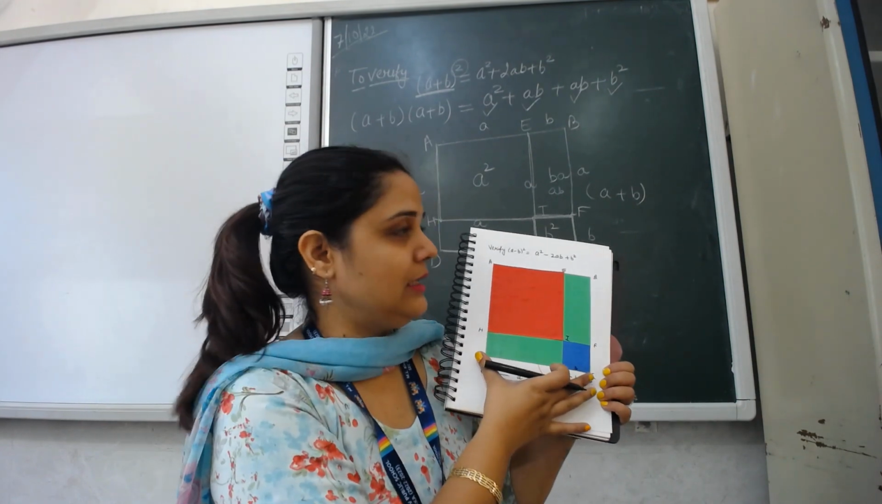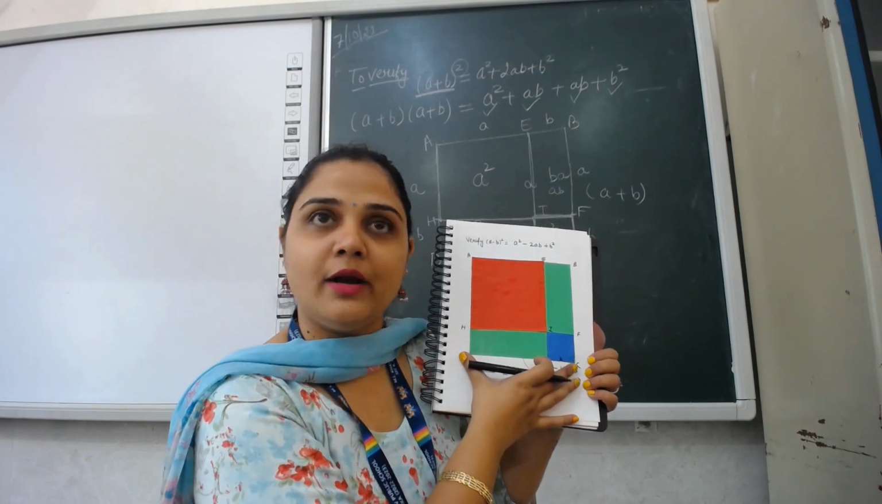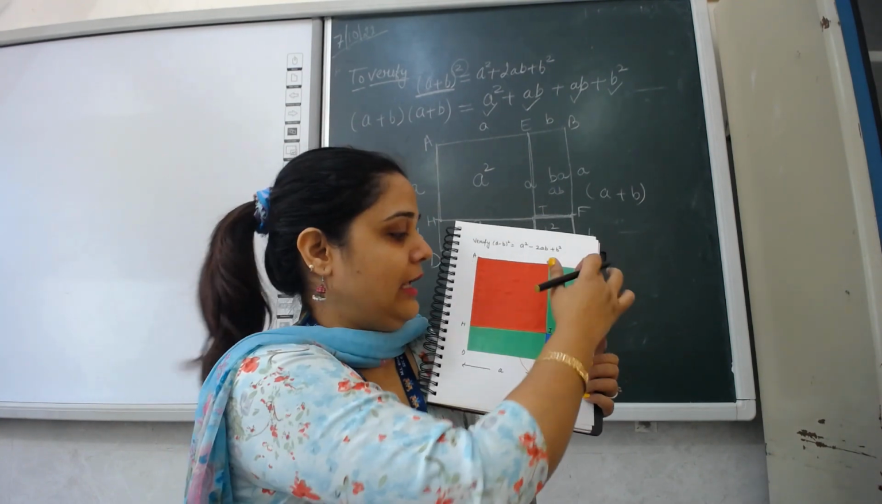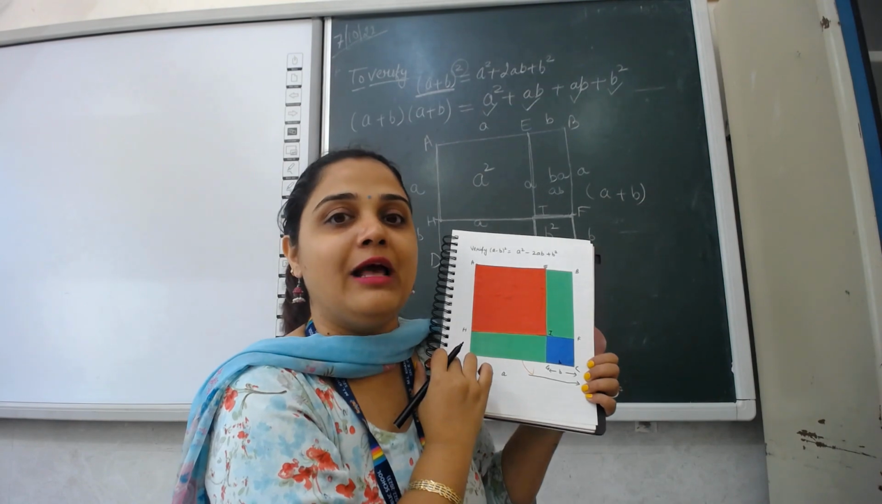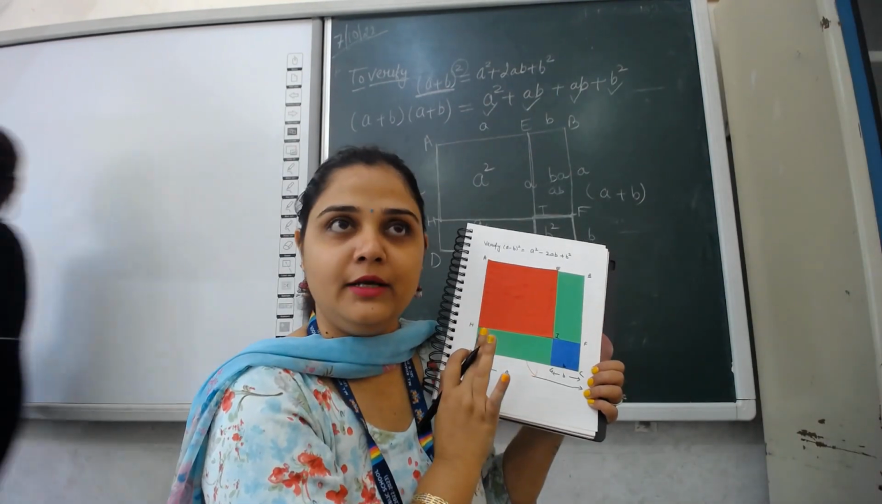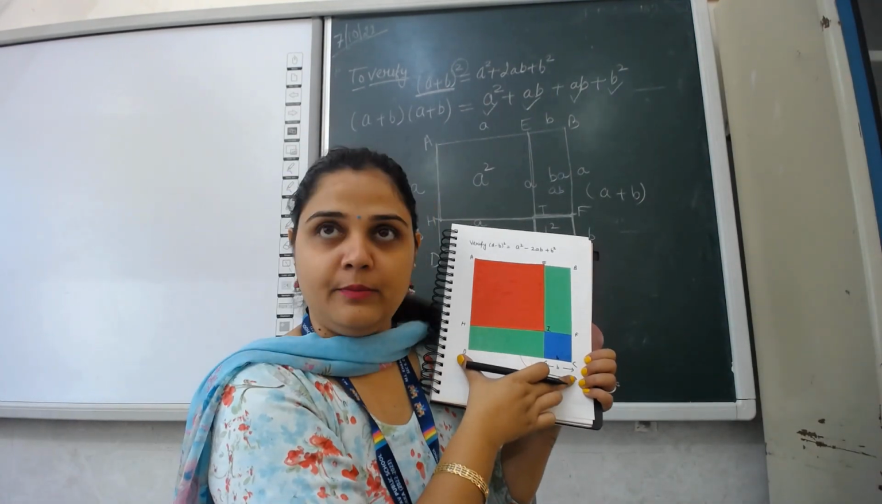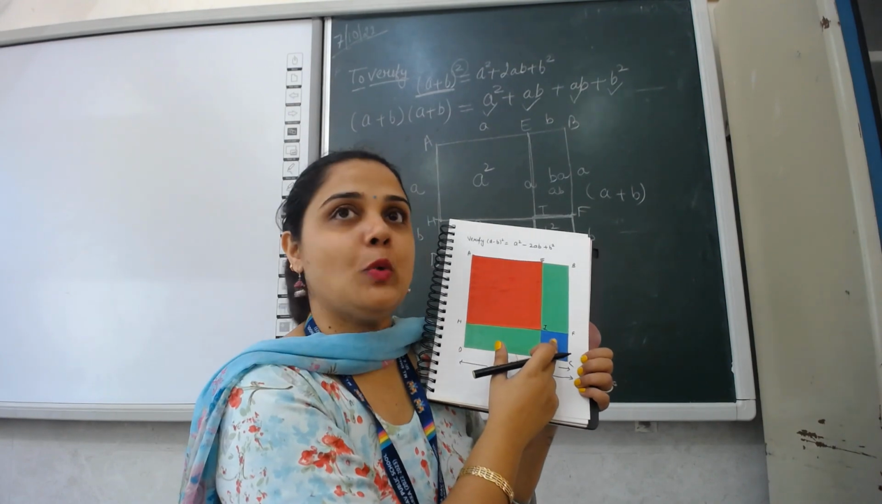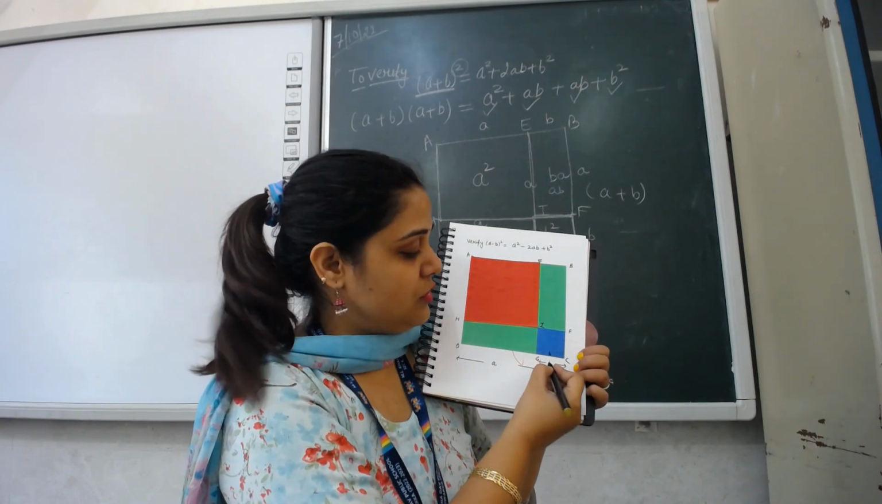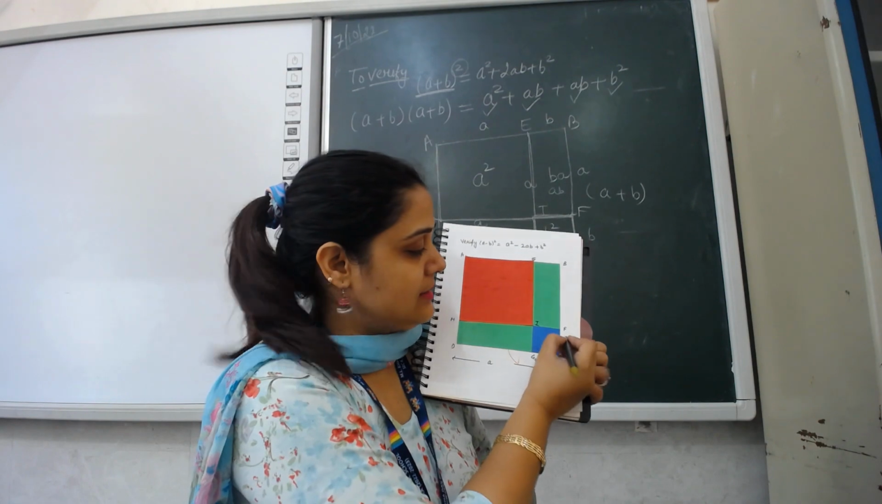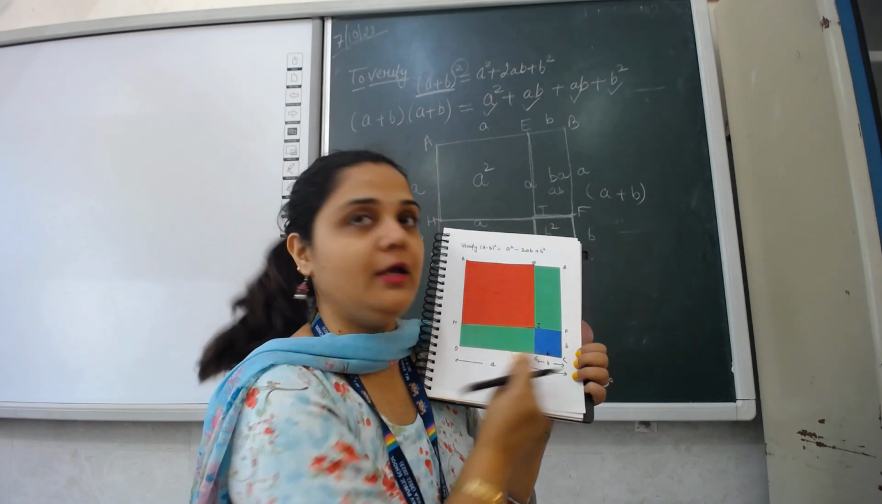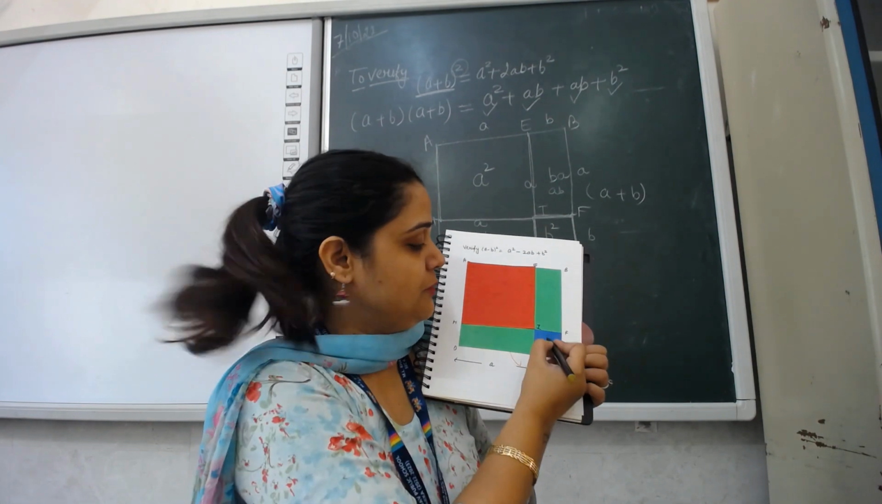I am calling this entire thing A. This entire ABCD is a square of dimension A. This is a square of side B, so this is B, and this length FC is also going to be B, right? This is B square.